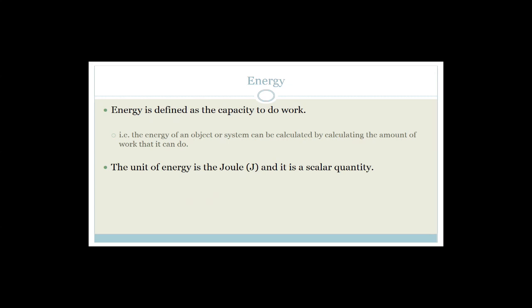And again, we're talking about the conservation of energy, which you've probably learned many times by now, which says that energy cannot be created nor destroyed, only transferred from one form to another. That is the whole point about it being a scalar quantity. We can't lose it, we can't go in the opposite direction. It can only be transformed from one form to another. So energy is transferred when work is done.